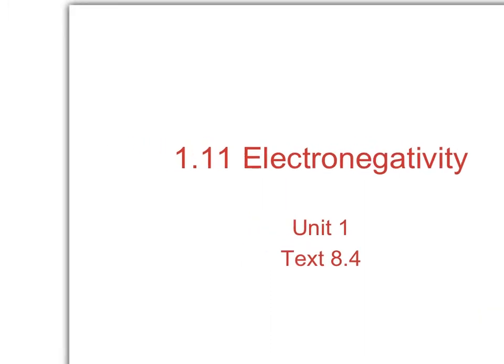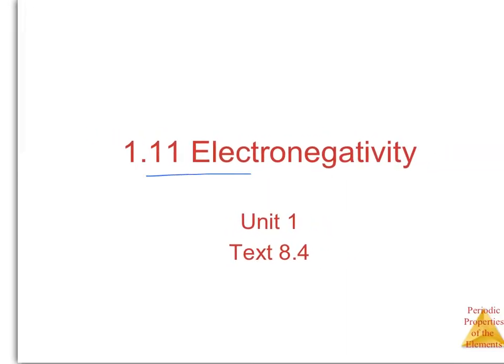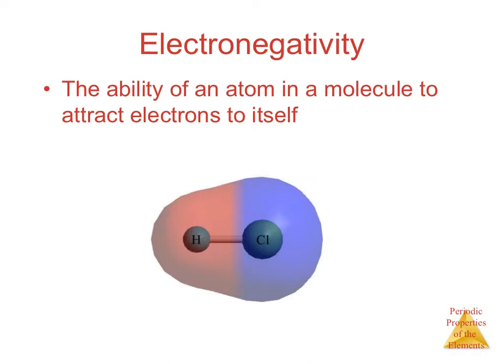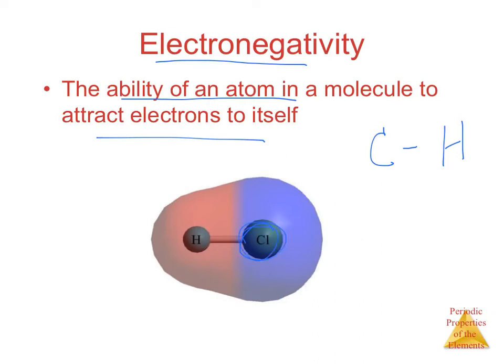Okay, we're going to talk about electronegativity. We're putting it in Unit 1, but it's not in Chapter 7, it's in Chapter 8. You'll find it in the bonding chapter if you want to read the book. Electronegativity is defined as the ability of an atom in a molecule, in a covalent bond, to attract electrons to itself. So the more an atom in the bond wants the electrons, the closer those electrons are, the greater the electron density will be around that atom as opposed to the other atom.